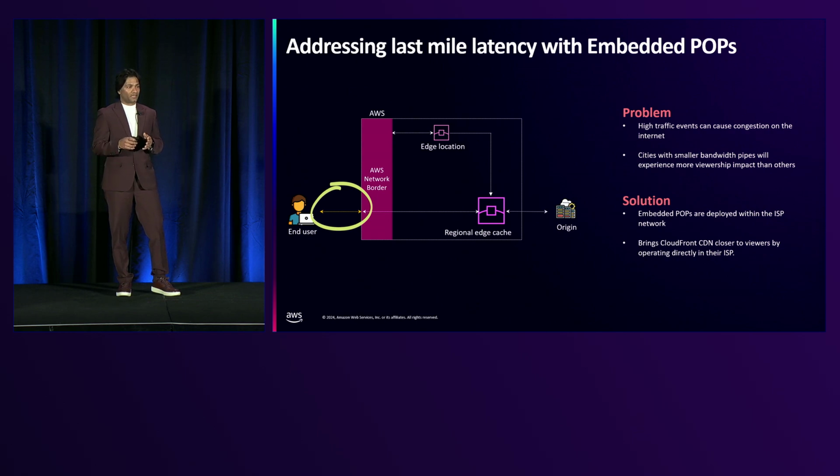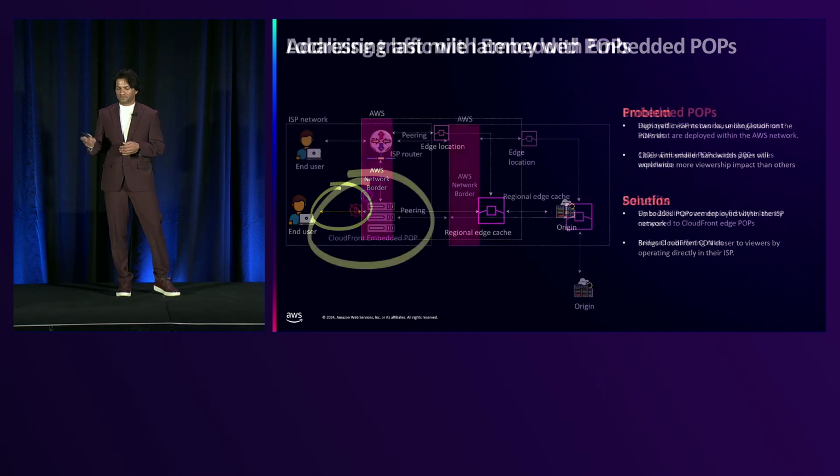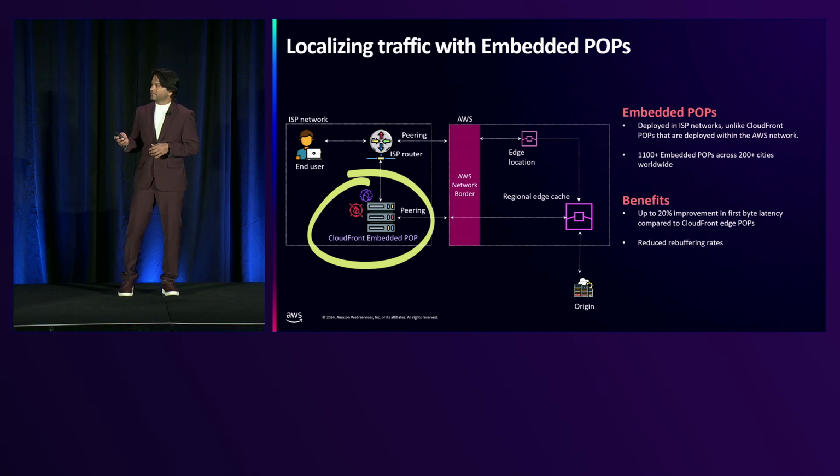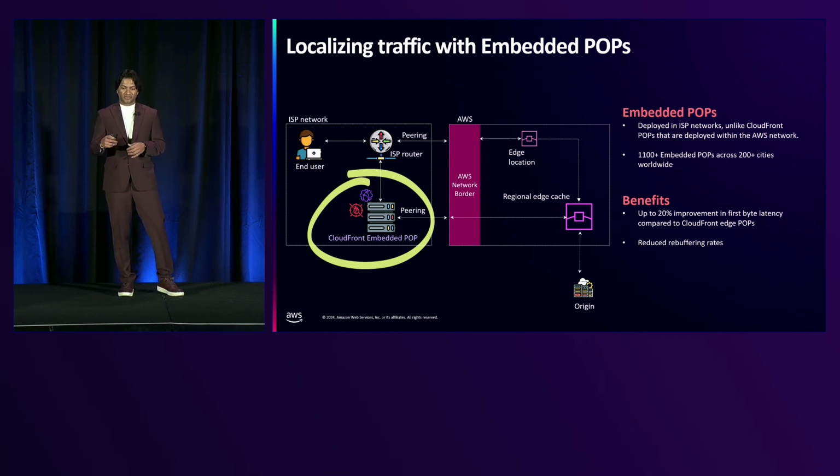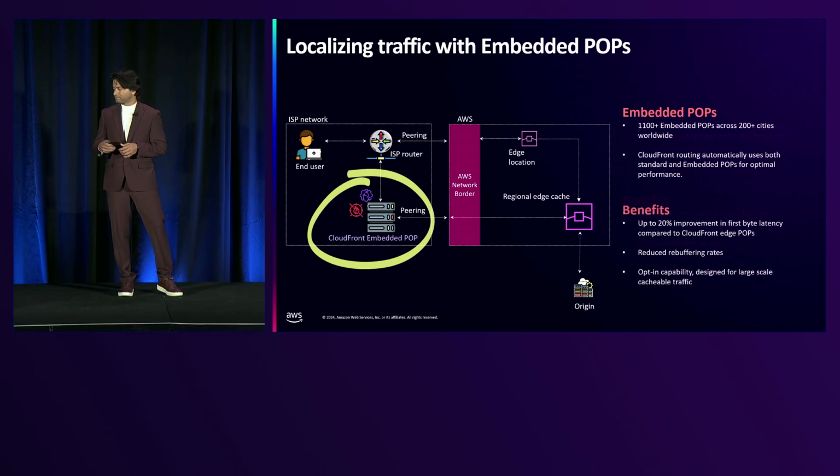To address this, I spoke earlier about how we've built embedded POPs for large-scale cacheable traffic, and we've started deploying them directly within the end user's ISP. So this brings the CloudFront CDN much closer to the viewers, delivering the content directly from the ISP for a much faster experience. Ahead of the UEFA Cup this year, we worked closely with Srini's team to onboard embedded POPs into their application, which reduced the rebuffering rates that their viewers would see. Across all of our customer base who use embedded POPs today, we've seen up to 20% improvement in first byte latency compared to the requests that are directly served from CloudFront POPs.